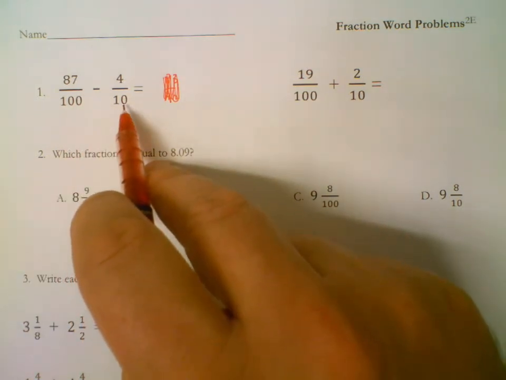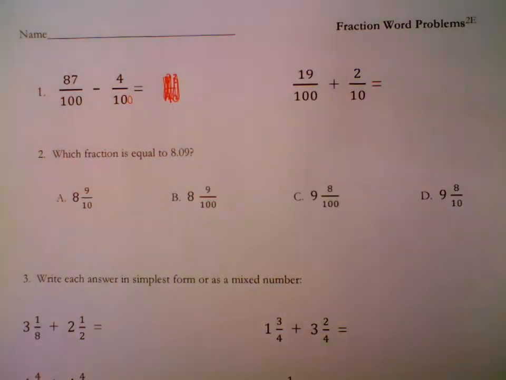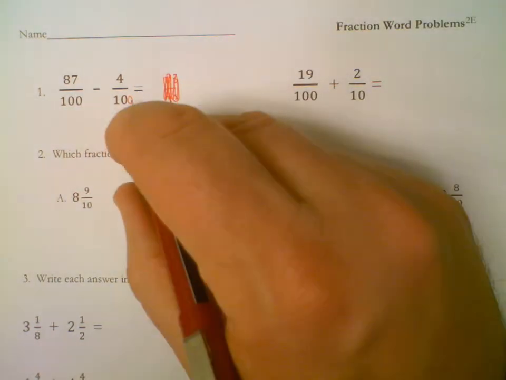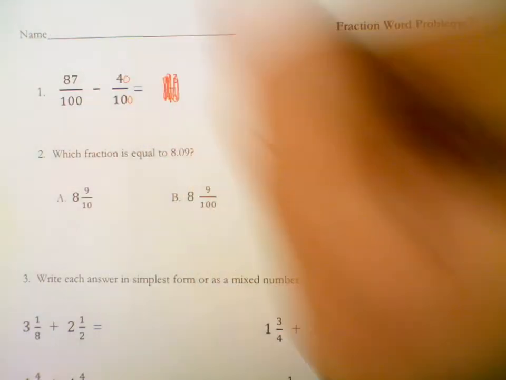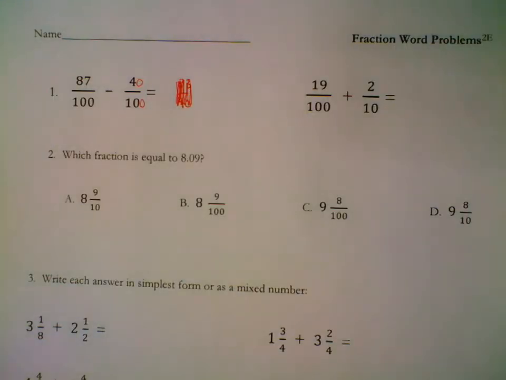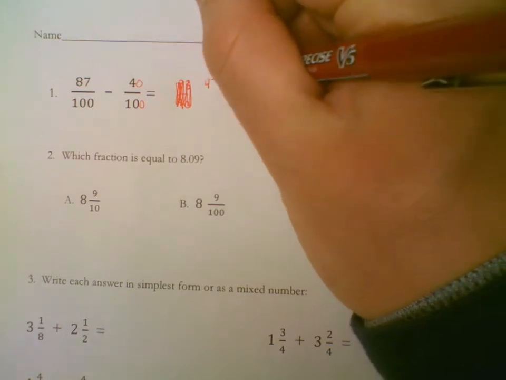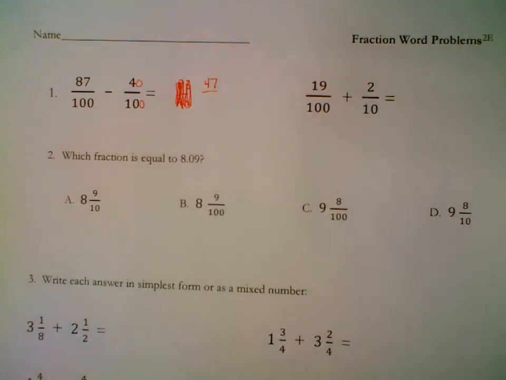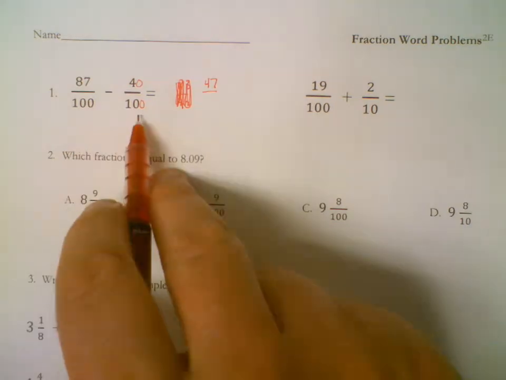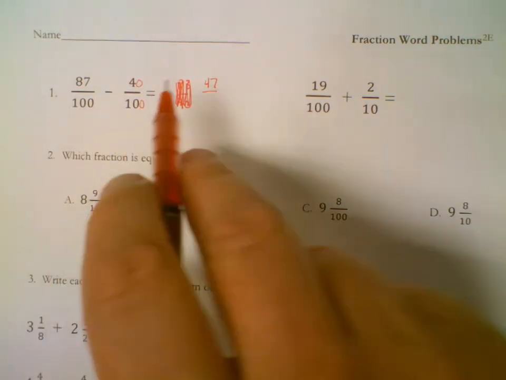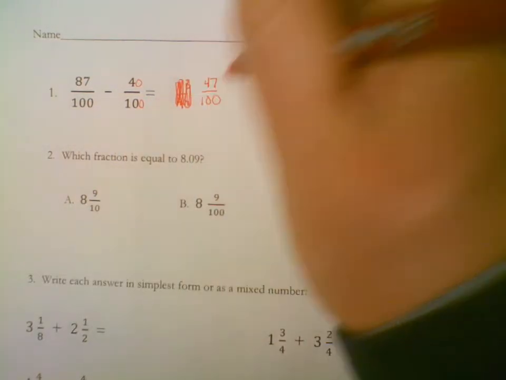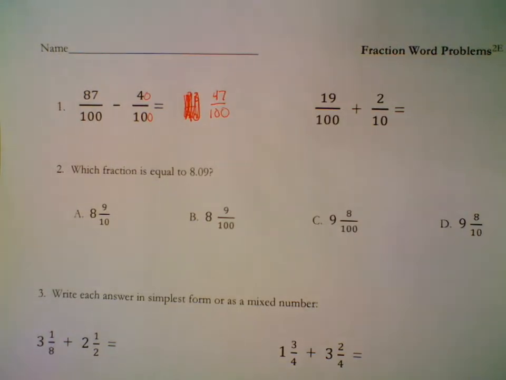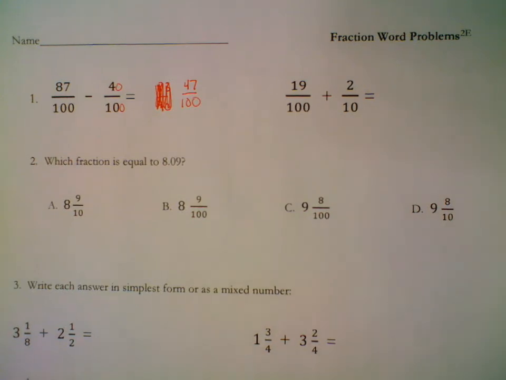Well, I think the trick is actually, if you times this by 10, you add a 0. And whatever you do to the bottom, you got to do to the top. Now I can do this. 87 minus 40 is 47, right? And if it's a common denominator, the denominator stays the same. So 47 out of 100 is the right answer. What are you going to do here? You do it on your own.